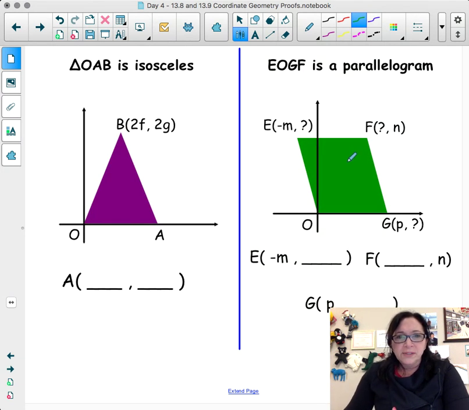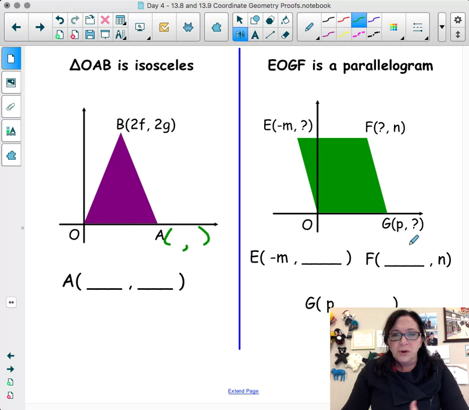So pause the video for a minute and try to figure out what these points are. You're trying to find A. This is A. So you're trying to figure out what the point A is. You're trying to find out what the point E is. Well, we know it's (-m, something). F is (something, n). So try to figure out all these points and then turn the video back on.